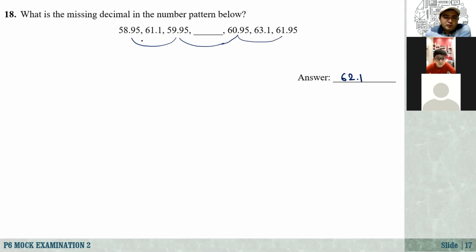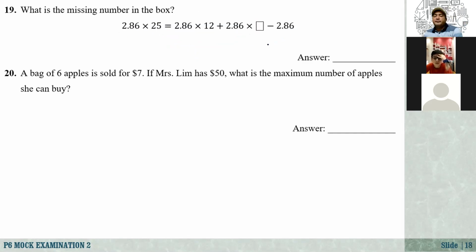Okay. Now, if you look at the first, third, fifth and seventh numbers, right? 58.95, 59.95, 60.95, 61.95. We are just adding 1. How about the other ones? 61.1, and here we have 63.1, right? So this should be 62.1. Actually, just the ones digit is increasing: 61.1, 62.1, 63.1. So the answer is 62.1.